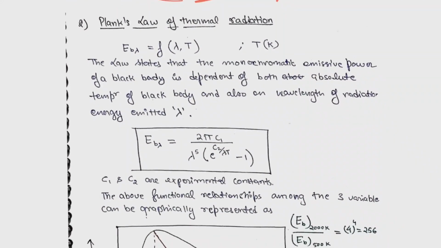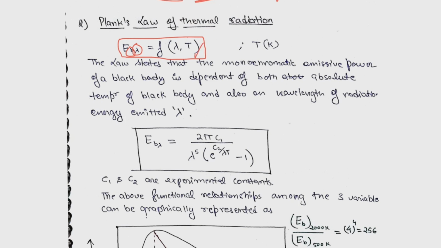According to Planck's law of thermal radiation, the monochromatic emissive power of a black body is a function of wavelength and absolute temperature. Here it is monochromatic because we are using lambda, and black body because we are using the subscript b. This monochromatic emissive power of a black body is a function of absolute temperature and wavelength.